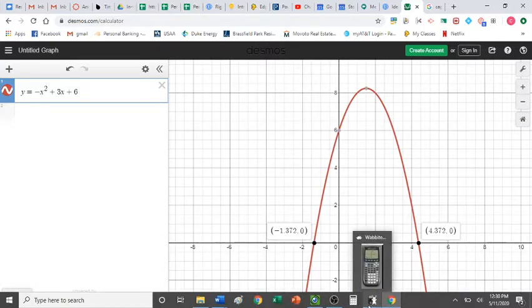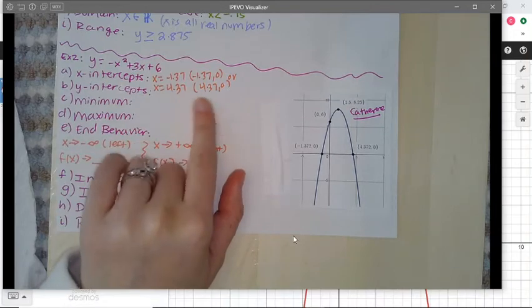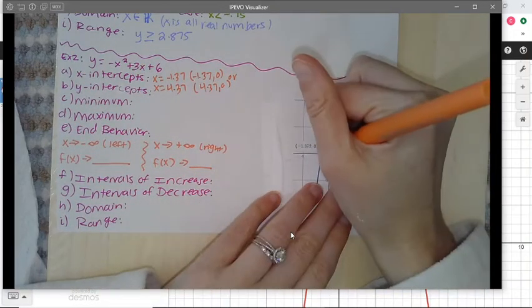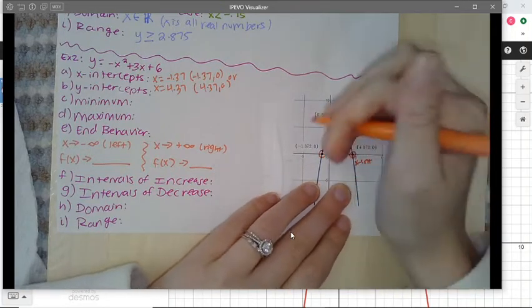So again, with Desmos, you just click. You don't have to do all the scrolling and hitting enter. So in my opinion, it's easier. Okay, so I've just filled in my zeros right now. Again, you can label them on your graph. So my two zeros are here. So these are my x-intercepts.